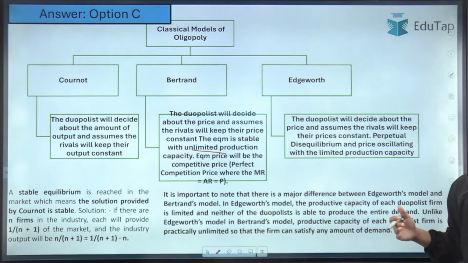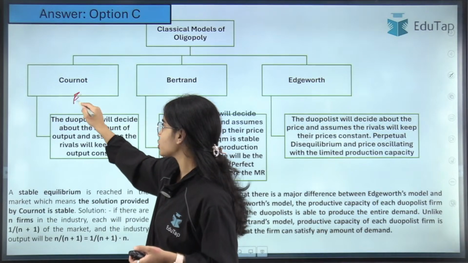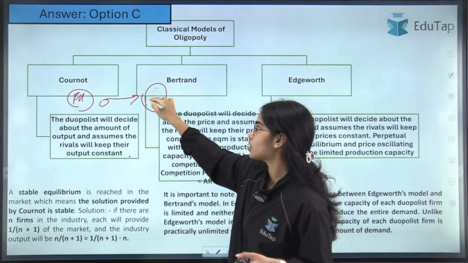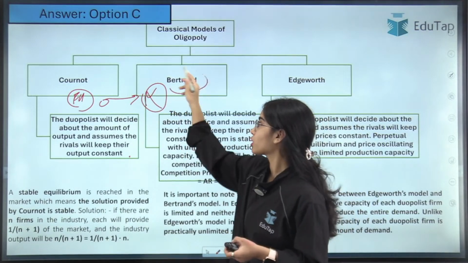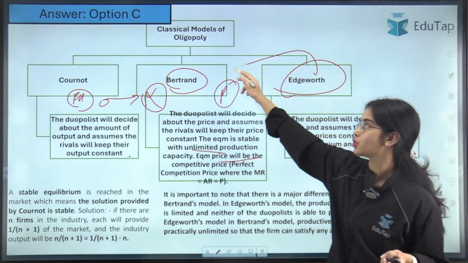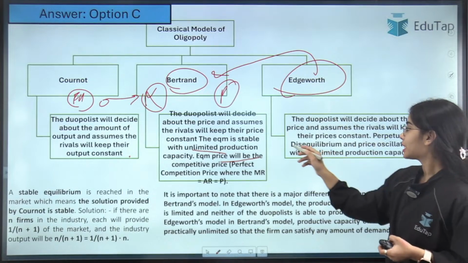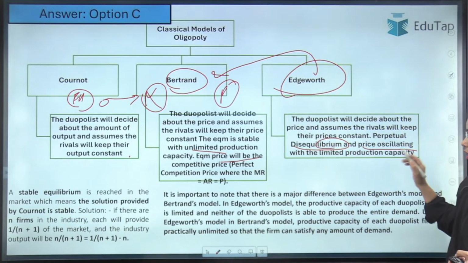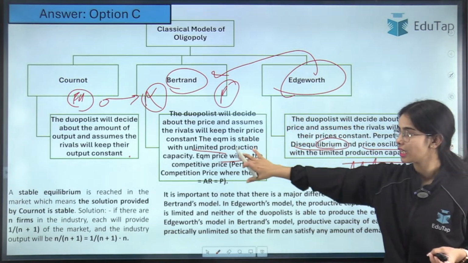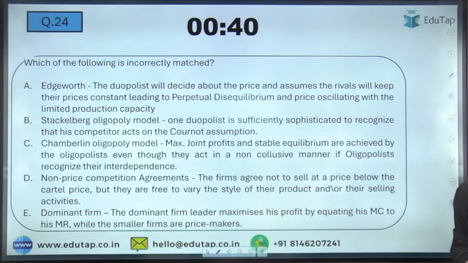In the Cournot model, the assumption is that the rival, like firm A is assuming that I can change my output, assuming that the other firms will not change their output. In the Bertrand model, the assumption is in regards to the price. In the Edgeworth model, they also assume what is assumed by the Bertrand, but in the Edgeworth model, there is disequilibrium and there is price oscillation. Price keeps on oscillating because in the Bertrand model, there is unlimited capacity, but in the Edgeworth model, there is limited production capacity. So this is the idea.